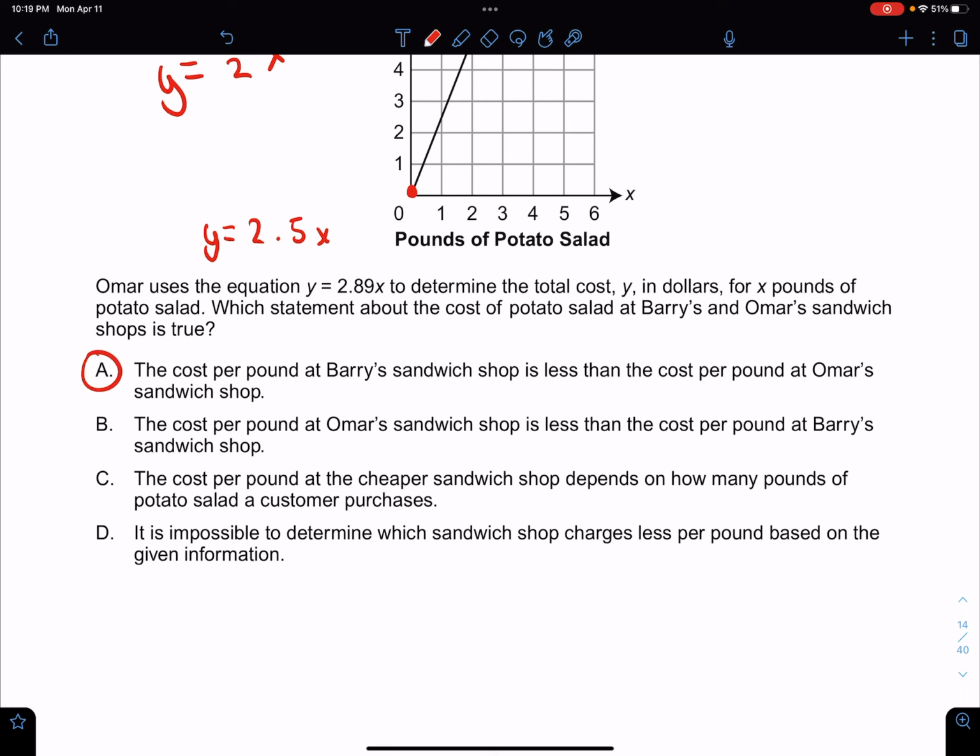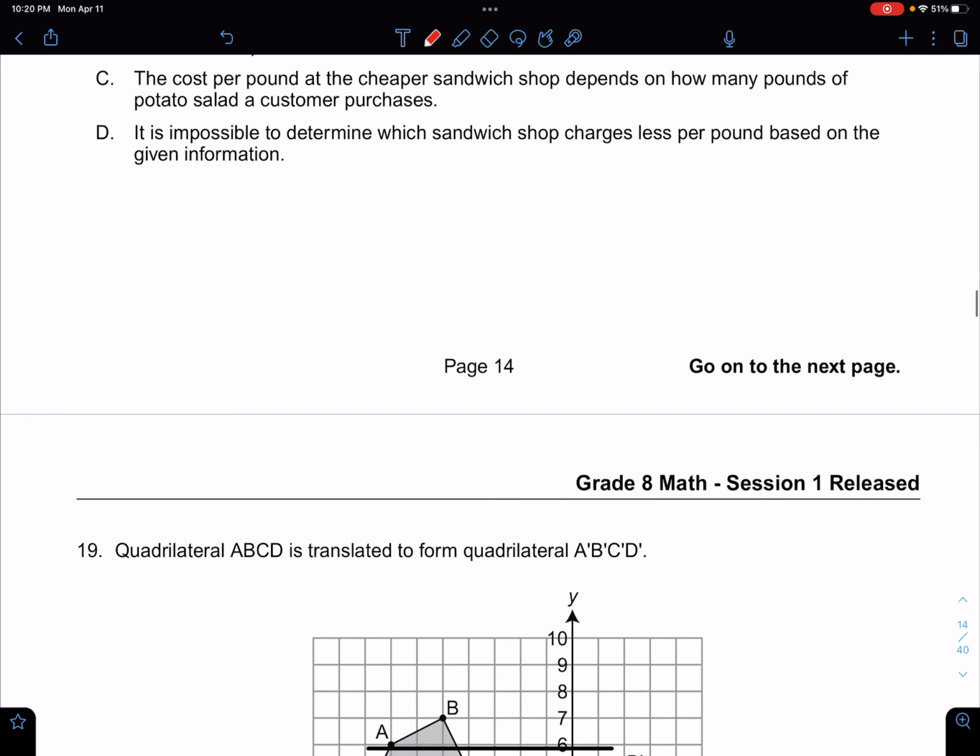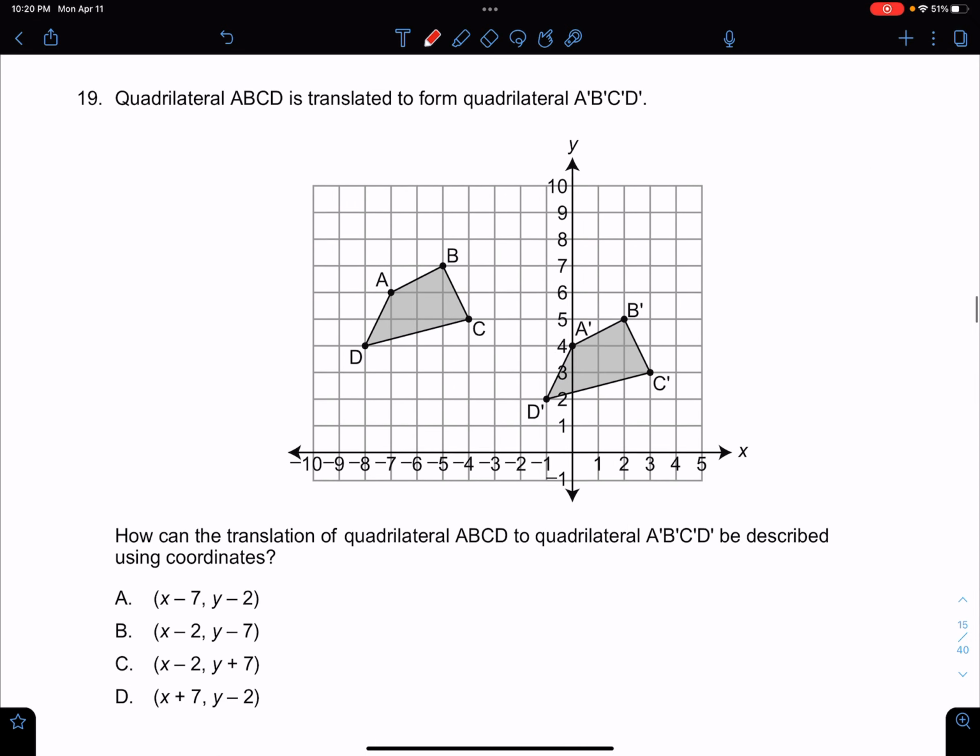So I could check the rest of those. B says the cost per pound at Omar's sandwich shop is less than the cost per pound at Barry's shop, which I know is not true because that's the opposite of what we just said. C says the cost per pound at the cheaper sandwich shop depends on how many pounds of potato salad the customer purchases, but that doesn't matter, right? Because Barry's shop will always be cheaper. And D says it is impossible to find out how much this is going to cost, and that's just not true. So I know it has to be A because Barry's shop is cheaper to buy potato salad at. So if you like potato salad, go to Barry.